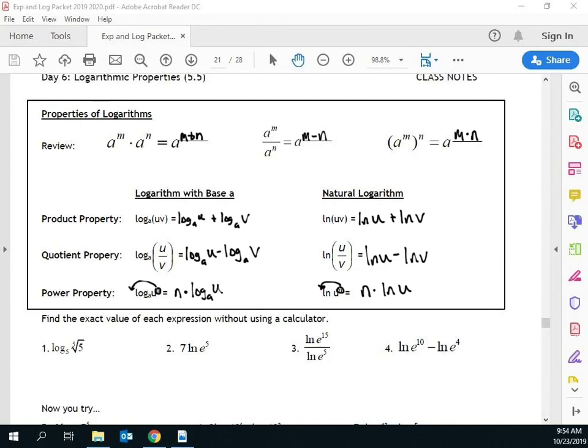So let's go ahead and look at our first example. And guys, our first example is a great example because it addresses something I think we struggle with a little bit. How can I rewrite a root as a power? What is the 5th root of 5? How can I write that as an exponential function?